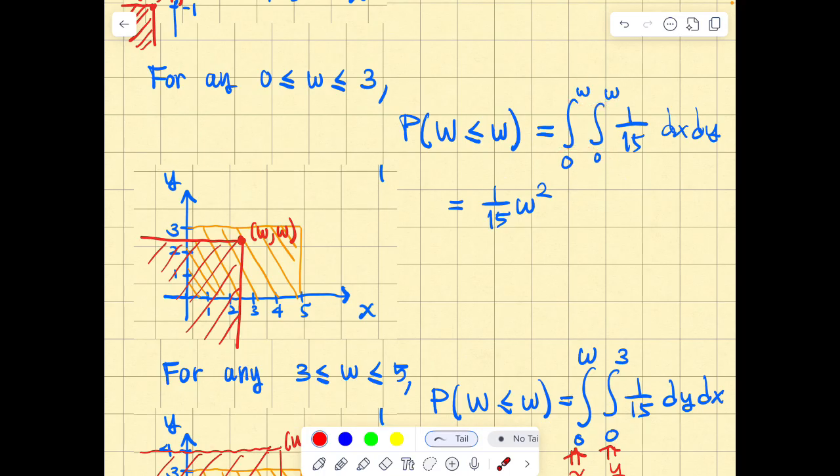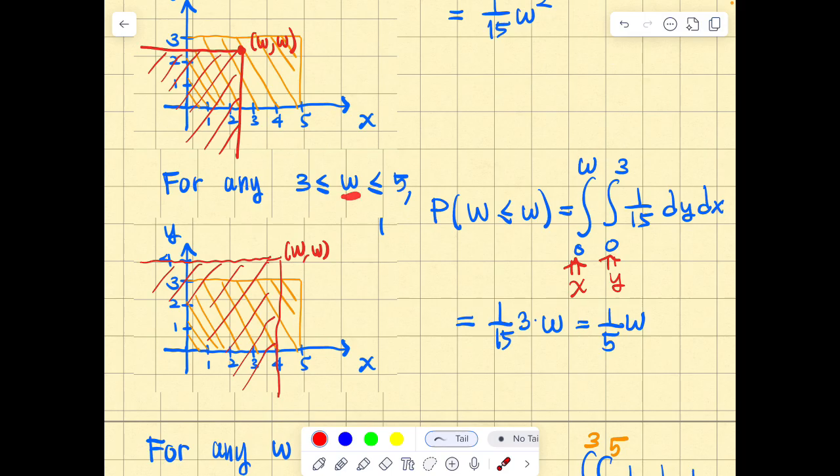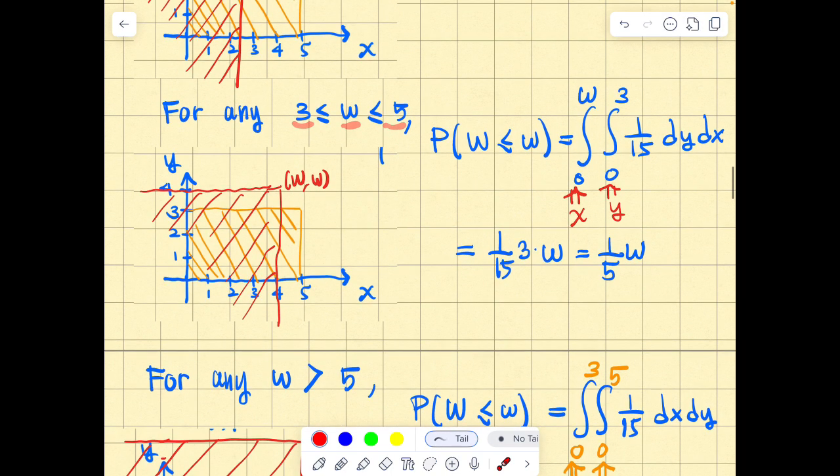And again, this is very straightforward integration. So 1 over 15 you can take out. You integrate one variable, you get W. The other variable, you get W, so it's W squared. Okay. Now what happens if W is bigger than 3 but less than 5. So you have something like this, right? W is bigger than 3, so that means the red region is going to be something like this. It's still less than 5, right?